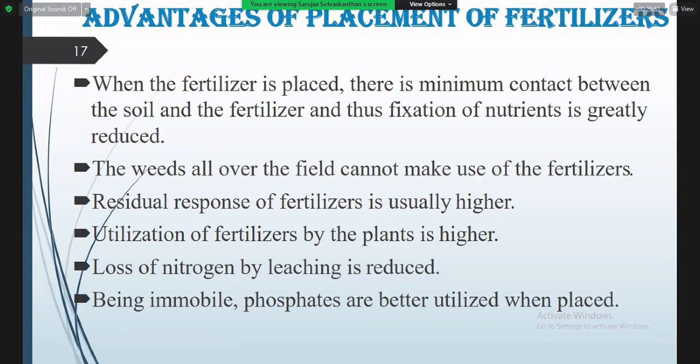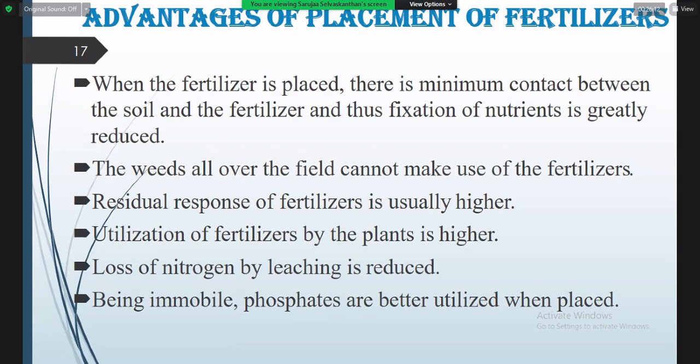Residual response of the fertilizer is usually higher. Okay, then the response is higher. And utilization of fertilizer by the plant is higher. Okay, plant utilization amount or percentage is high compared to other application. Loss of nitrogen by leaching is reduced.